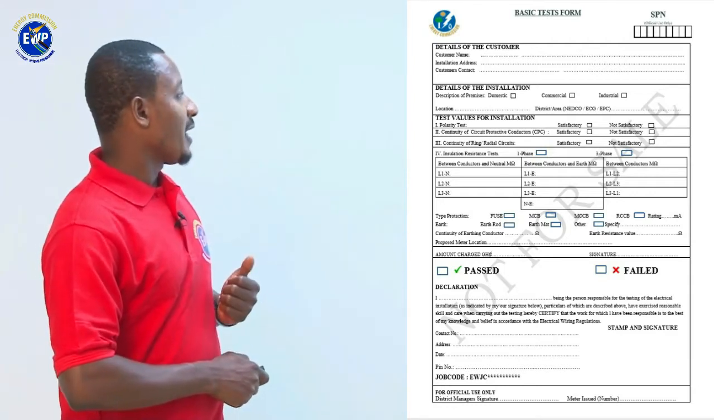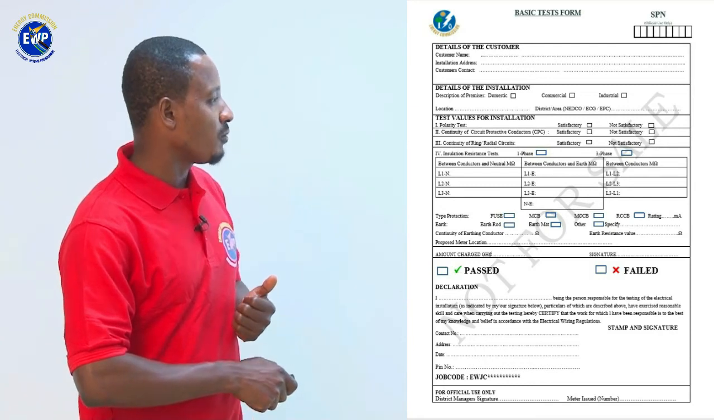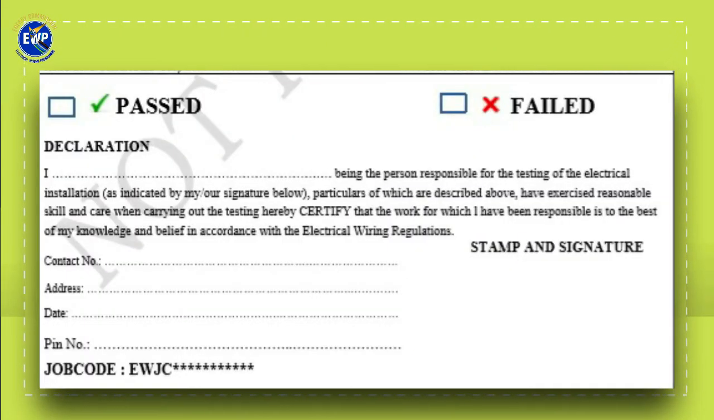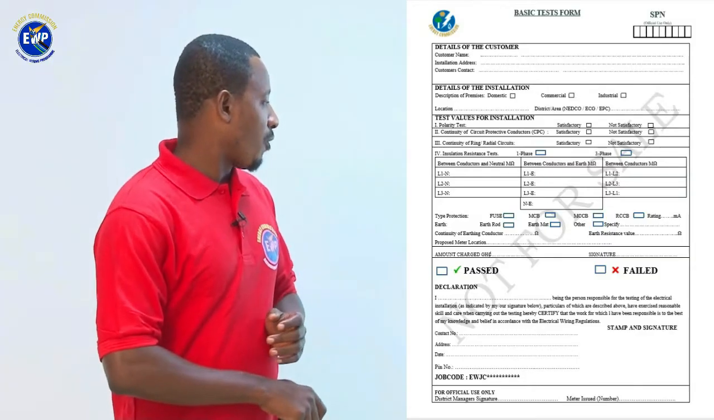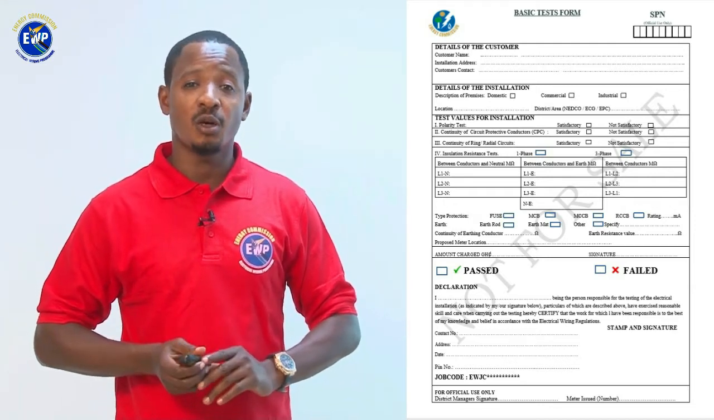Now, if the installation is passed, the inspector is expected to fill the declaration part of the form accordingly. Here, the inspector writes his name in full, he writes his contact details, his address, he dates it, and he writes his PIN number, and then stamps and signs it accordingly. For official use, this portion is for official use only, and it is to be taken care of by the electricity company or the NEDCO.